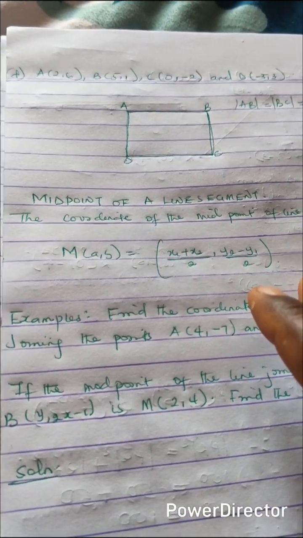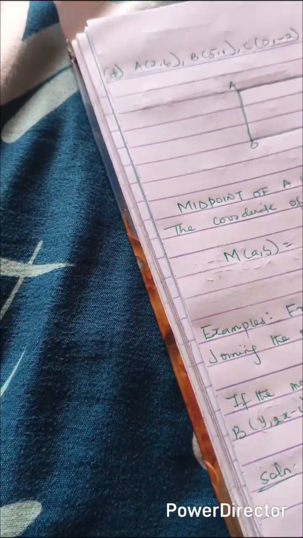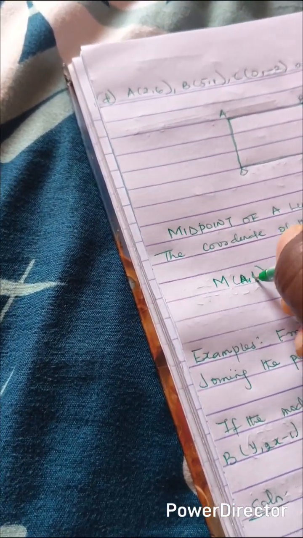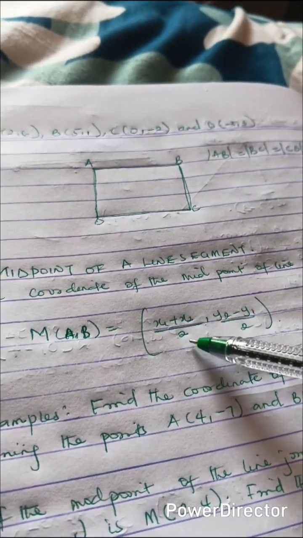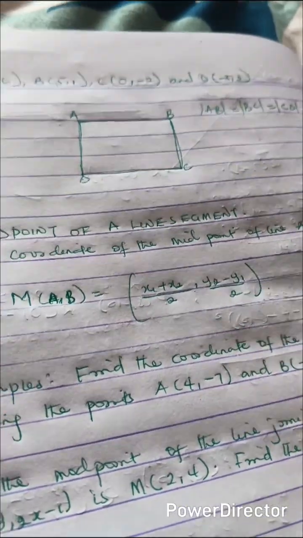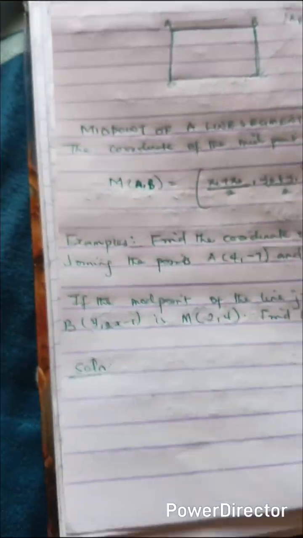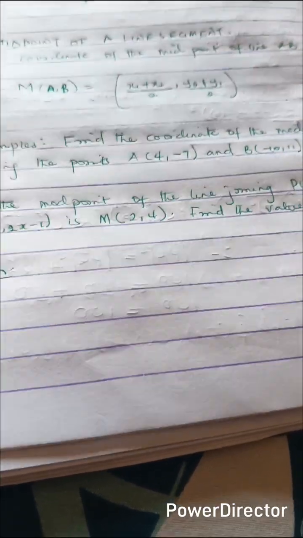So the midpoint of any 2 points A and B, let me write: the midpoint of line A and B is equal to (x1 plus x2 over 2, y2 plus y1 over 2). So now let's quickly look at the example. This should not take much of our time since we've known how to identify our coordinates and the formula has also been given. We'll just get straight to the point.